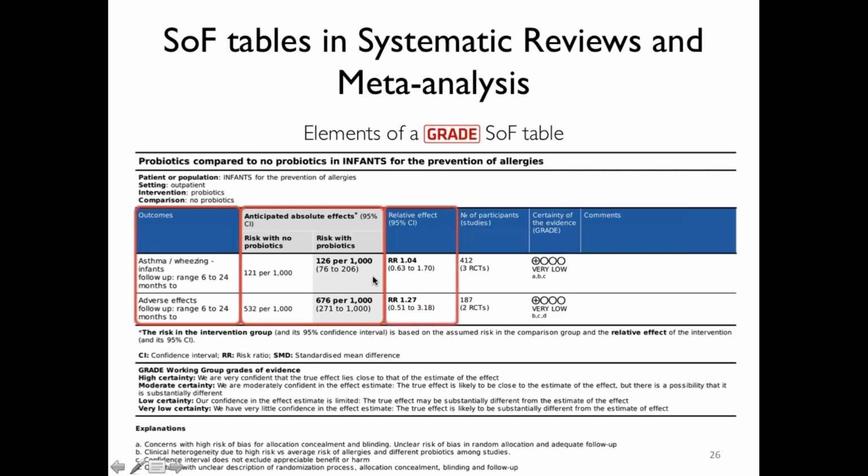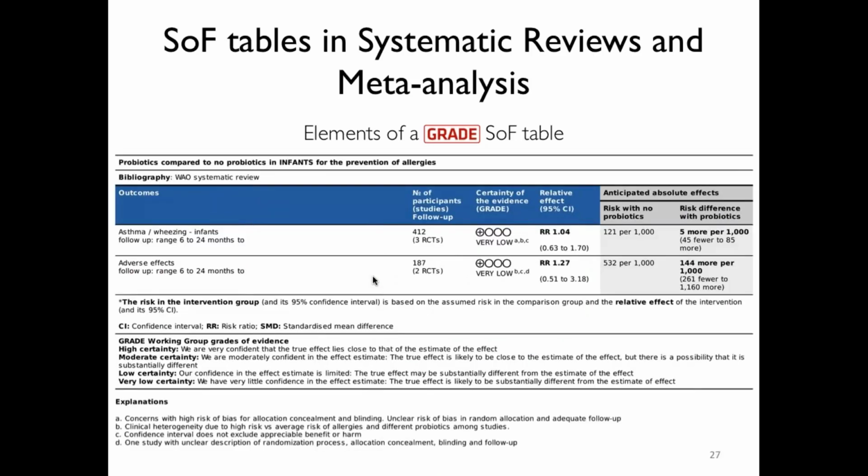Okay, so the next is the relative estimate of the effect, relative risk in this case, 1.04 and 1.27 for the two outcomes, followed by the number of participants per studies and the number of studies, as well as then the certainty of the evidence rating. And Juan took you through, just in a nutshell, the rating according to GRADE, assuming that most of you are familiar with it, and then finally a comment section.